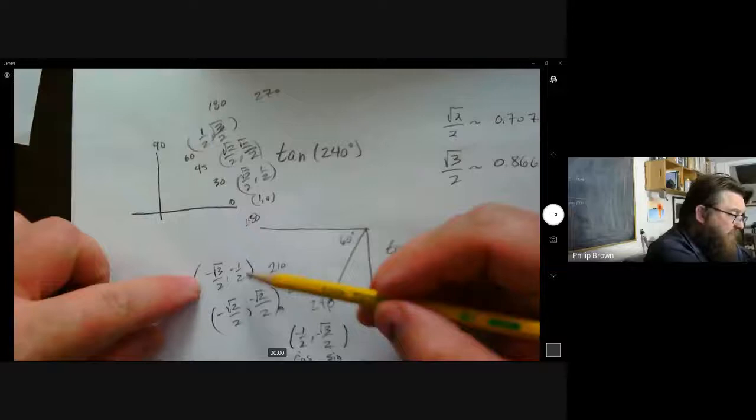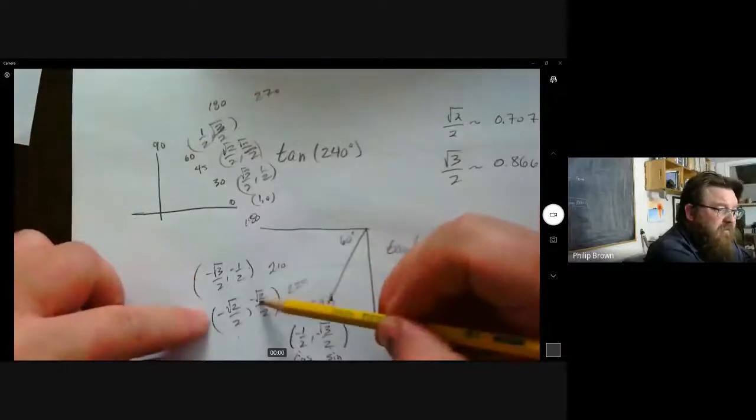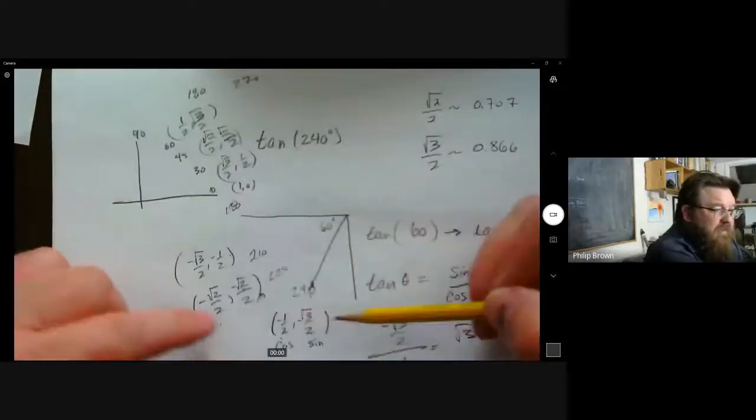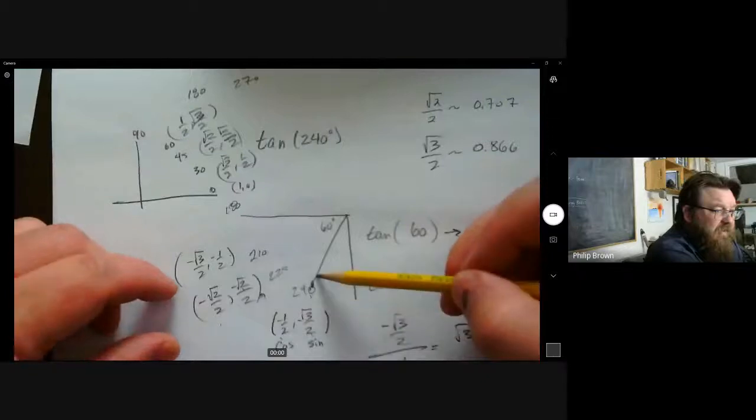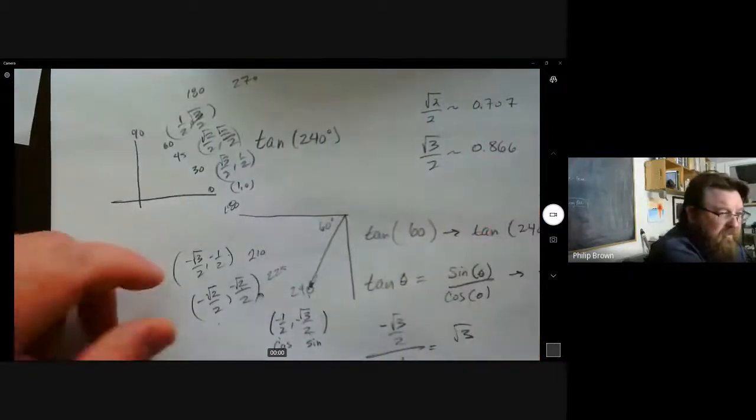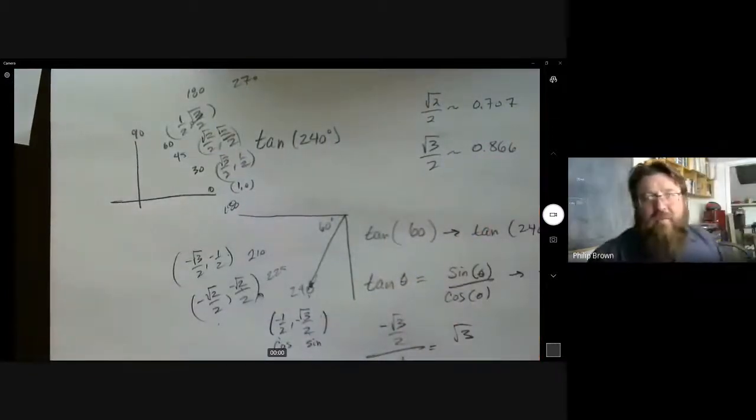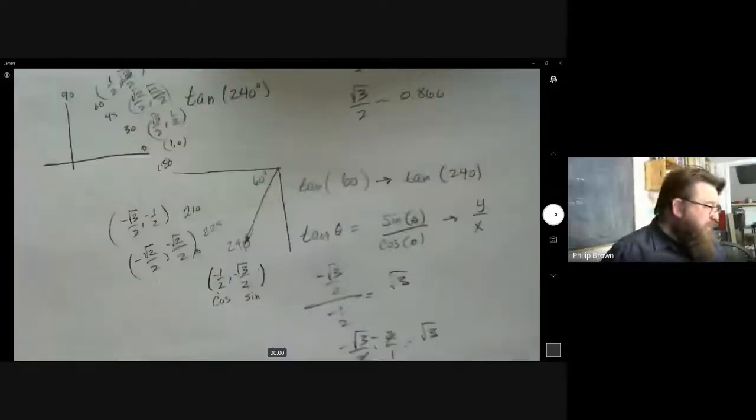So it starts off with root 3 over 2, then it goes root 2 over 2, and then 1 over 2. You see? And so that's the third one. So those are the coordinates right there. And if you just remember the quadrant, how the signs work, you're good to go. How are you guys doing with that? Good, bad, what?